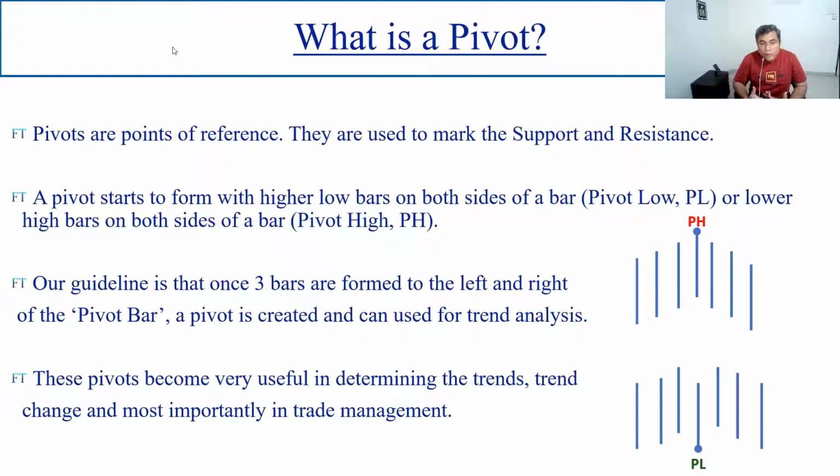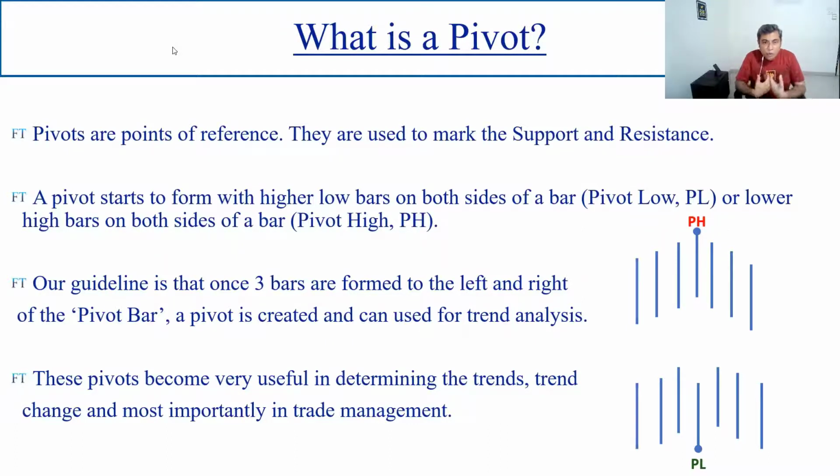Okay, now what we are going to talk about is the most important point of this entire presentation, which is pivot. Now, what is a pivot? It is the smallest unit of a trend, and it is a point of reference which is used as support and resistance. How do we use it as support and resistance? I will show you real examples on charts, so don't get worried about them.